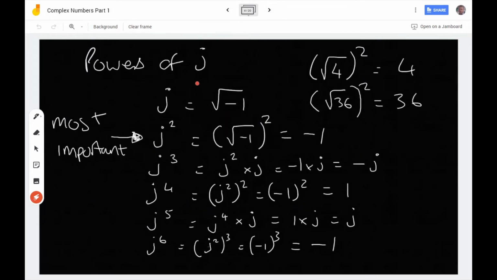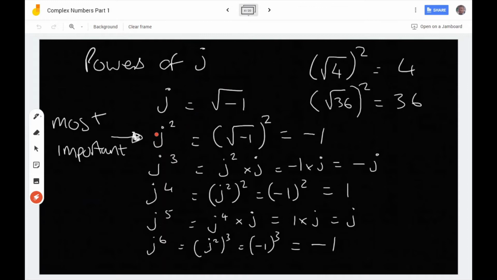So now we look at powers of j. It's convenient for us to look at powers of j because ultimately we're parking the j in the expression. We can't do anything with it until we start doing this, and once we do this we can actually get rid of the j. Okay, so that's really what we're doing here. So we start off with the proof that we made earlier, which is that j equals the square root of minus 1.